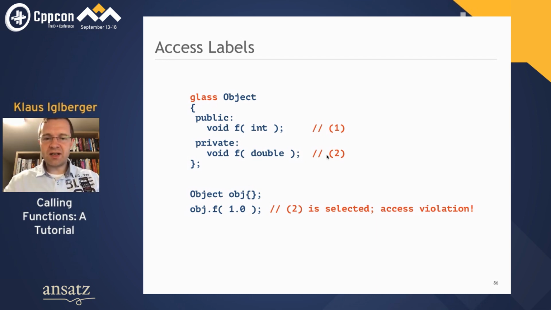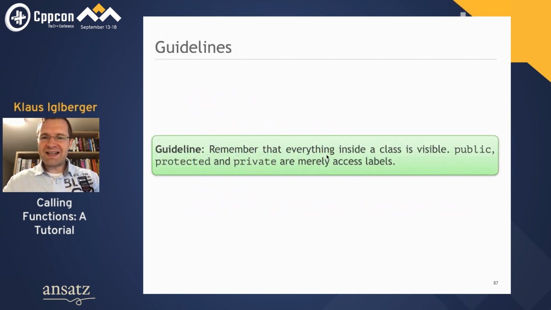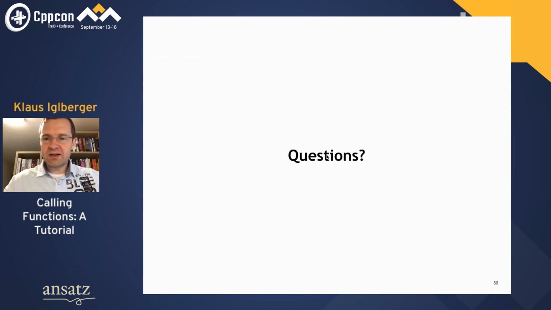And so please consider these labels as truly access labels. Remember that everything inside a class is visible. Public, protected, and private are merely access labels. Yeah, this is very different from other programming languages, and as such, indeed, a little surprising. Okay, if you have questions, please again write them down.